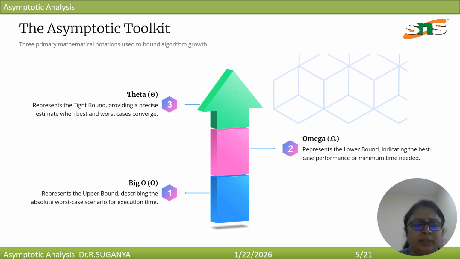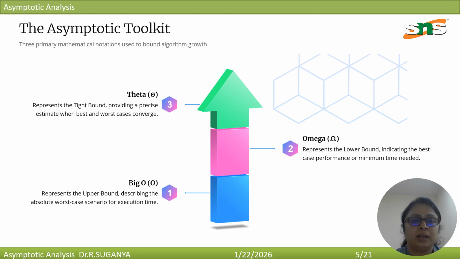Now the asymptotic toolkit. The three primary mathematical notations used to bound algorithms are big O, omega, and theta. Big O represents the upper bound, describing the absolute worst-case scenario for execution time. Omega is the lower bound, indicating the best-case performance or minimum time needed. And theta represents the tight bound, providing a precise estimate when the best and worst cases coincide.